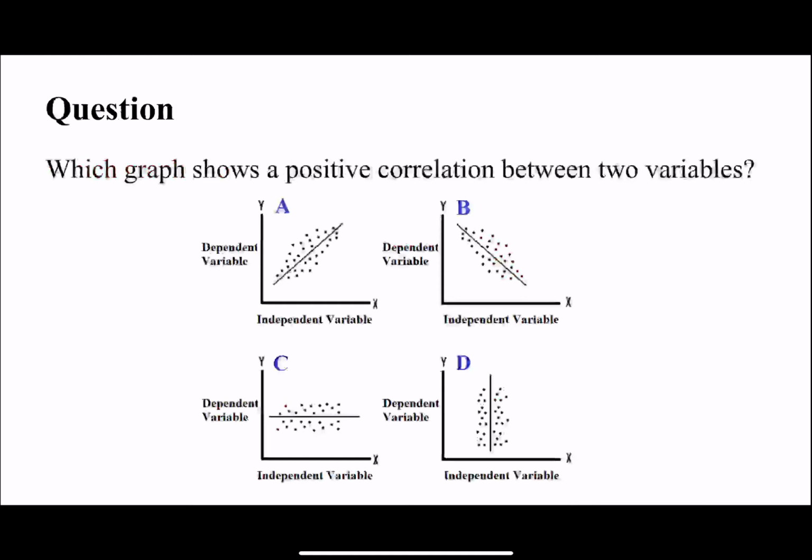So, based on this definition of positive and negative correlation, which graph shows a positive correlation between two variables? What do you think? Positive correlation, when you increase one variable, the other variable increases too. Okay, you're right. So that's A, right? A, this graph shows a positive correlation. When you are increasing x, as you see, the value of y is increasing too.